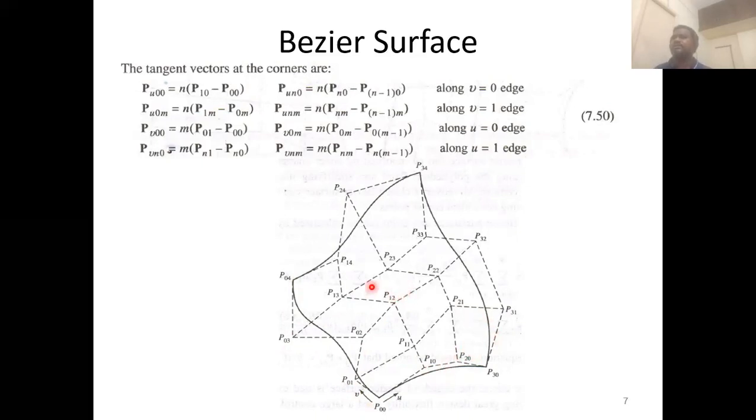Now let us come to the tangent vector along this. This particular will be the tangent. P10 minus P00. Since it is moving along U direction, n will be multiplied: n times P10 minus P00. It is a very standard expression representing tangent or slope, like y2 minus y1 by x2 minus x1. The end point minus initial point, depending on n, you can find out this expression.